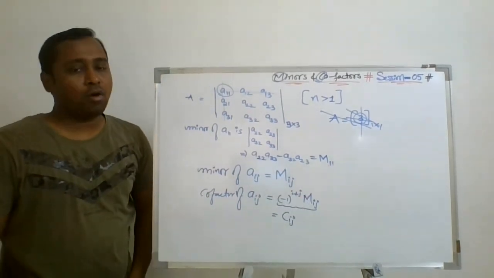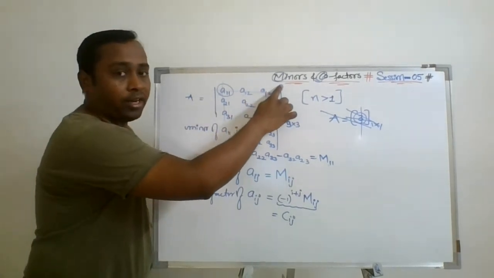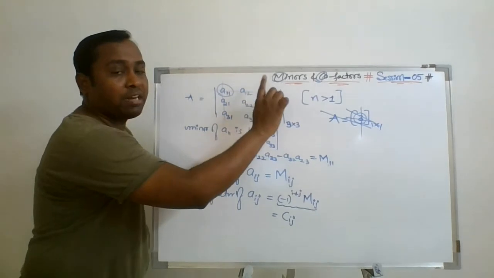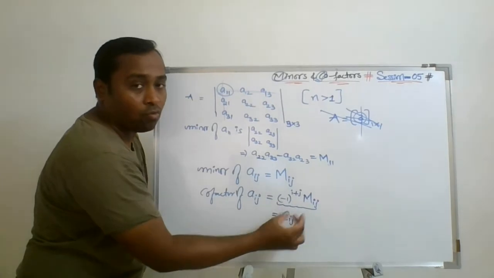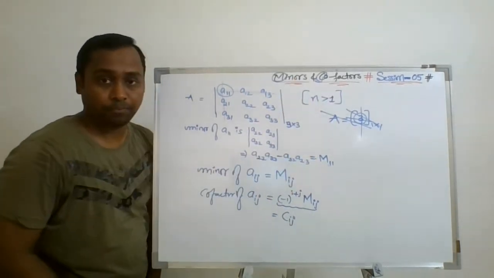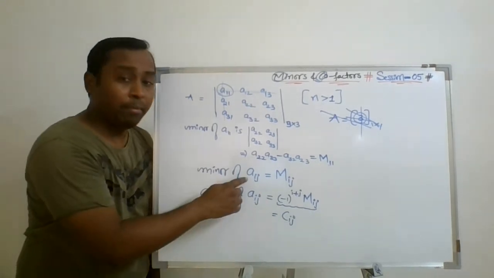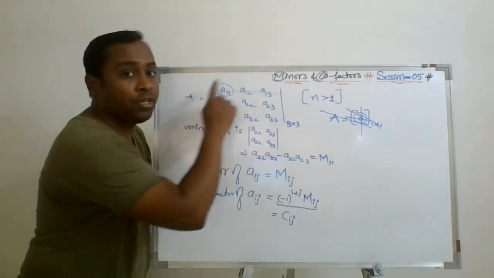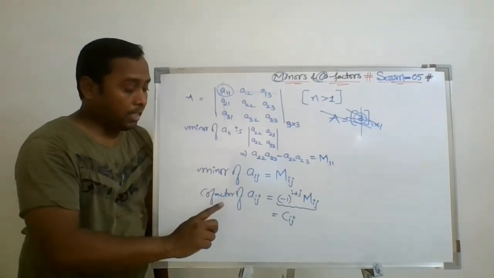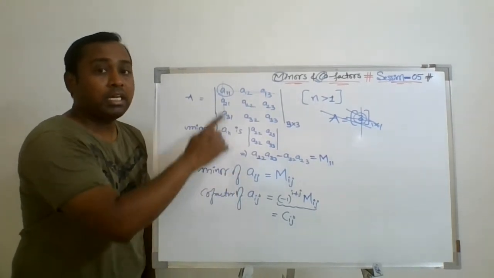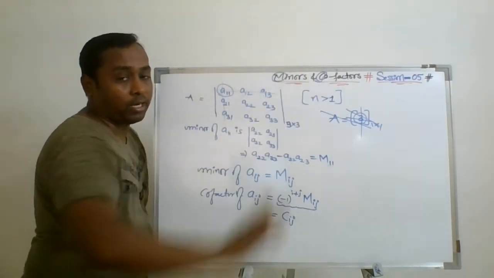So the only difference between Cij and Mij is this: Mij is purely the determinant value. If the determinant value is multiplied by its position sign, that is minus 1 to the power of i plus j, that quantity is called the cofactor. So minor and cofactor are related to the elements of a determinant of order greater than 1. I repeat, minor and cofactor are related to the elements of a determinant of order greater than 1.